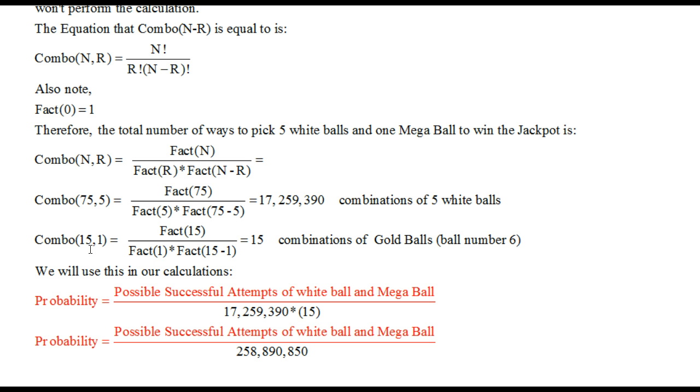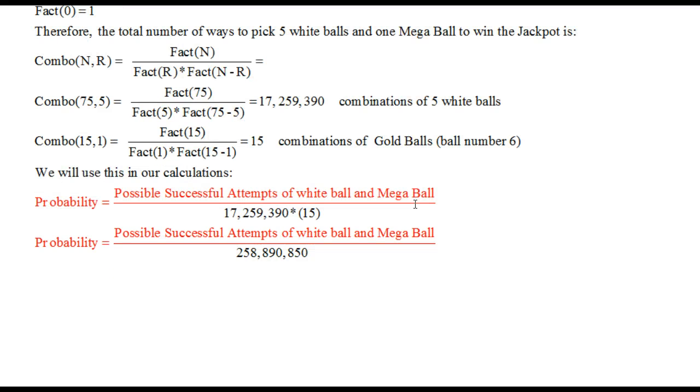So I plug in N equals 15 because the megaball goes from 1 to 15. And I only have to pick 1 number, okay? So I plug in N is 15 and R is 1, and I come up with the combination of 15. And that's what it is, because if you've got 15 numbers and you only have to pick 1, you're going to have 15 combinations available to you. Okay.